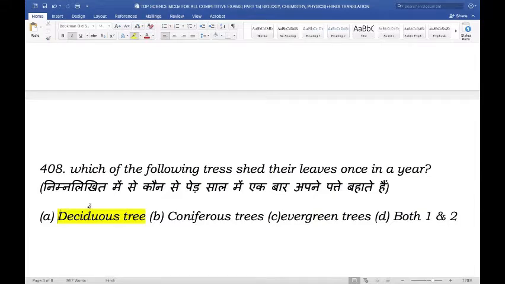The term deciduous means falling off at maturity and tending to fall off. So it is in reference to trees and shrubs that seasonally shed leaves, and this usually happens in the season of autumn.